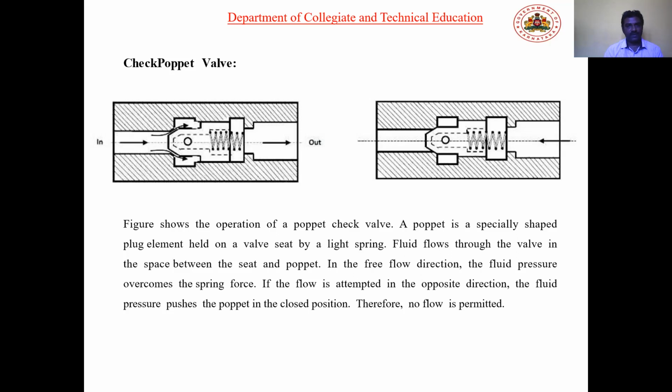Initially the poppet is held on a valve seat by a light spring. Fluid flows through the valve in the space between the seat and the poppet. In the free flow direction, the fluid pressure overcomes the spring pressure, then the flow occurs. And if we attempt the flow in the opposite direction, the fluid pressure pushes the poppet and closes the position. Therefore, the flow is not permitted. In this way, it checks the flow only in one direction and does not allow the flow in the opposite direction. That is why this type of valve is called a poppet type check valve.